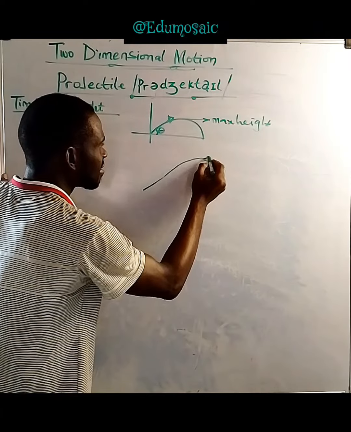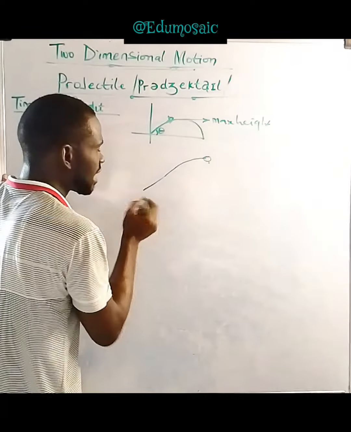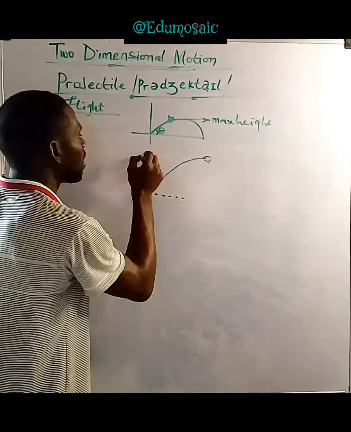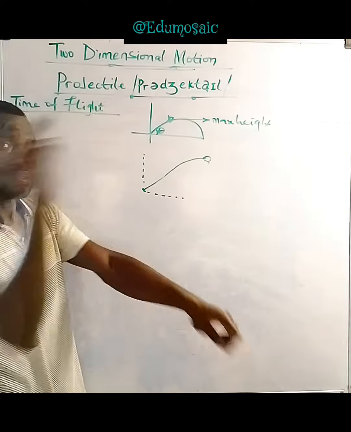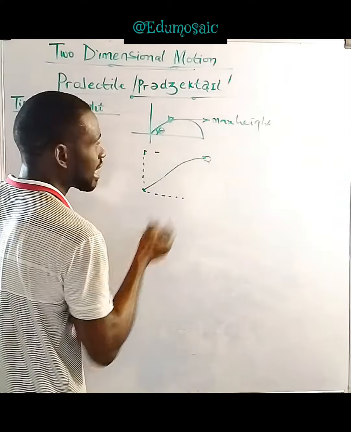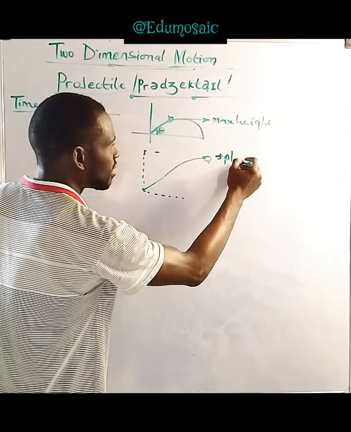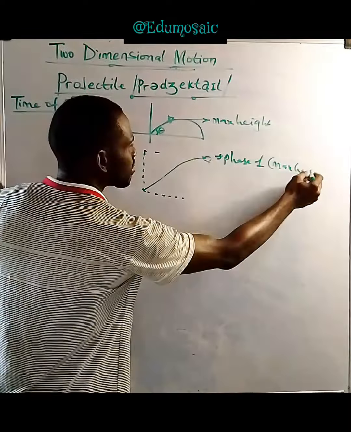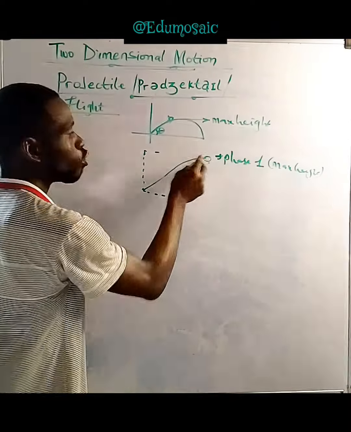Now it gets a certain max height because it cannot keep going forever. As it's going up, it's covering distance along x and also distance along y. Somebody projecting the javelin like this, it gets a max height. At max height, it cannot go beyond this level. That's the first phase. So phase one is the phase of max height, whereby the body is not going to go beyond that level.